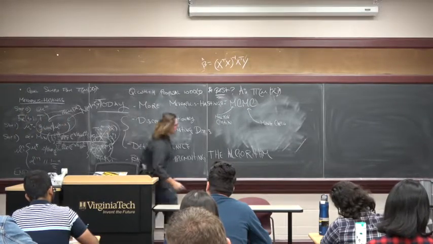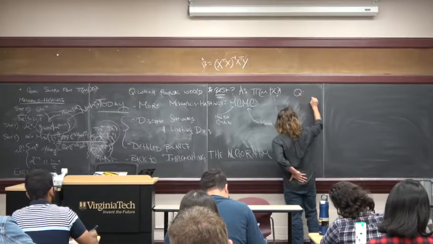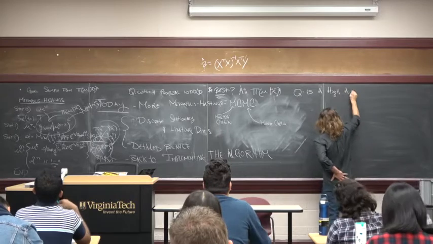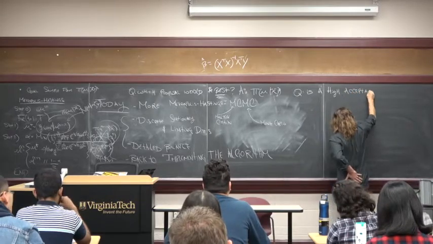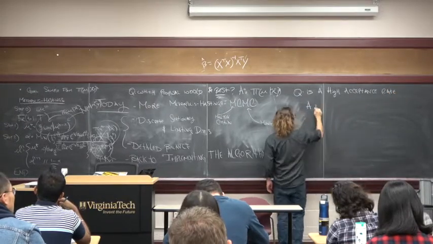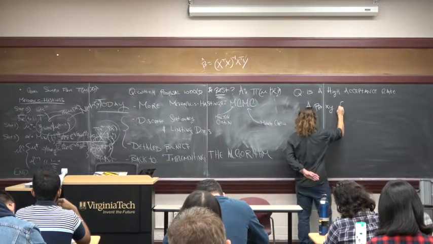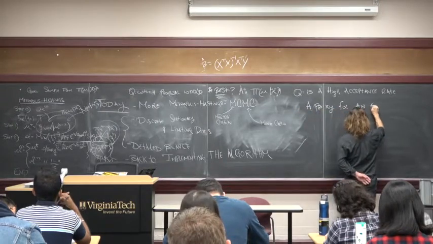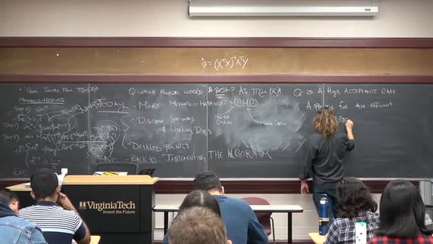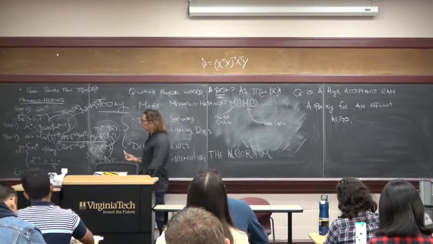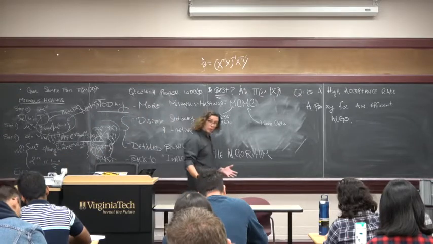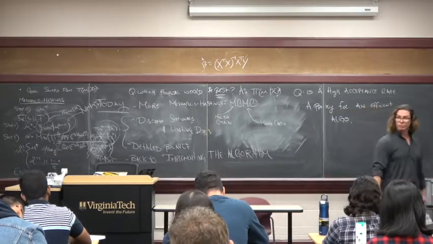Let me ask another question. Question: is a high acceptance rate a proxy for an efficient algorithm? What I mean by efficient is how long do I need to run this thing before I converge to samples from the correct stationary target, what I'm trying to sample from, the posterior.